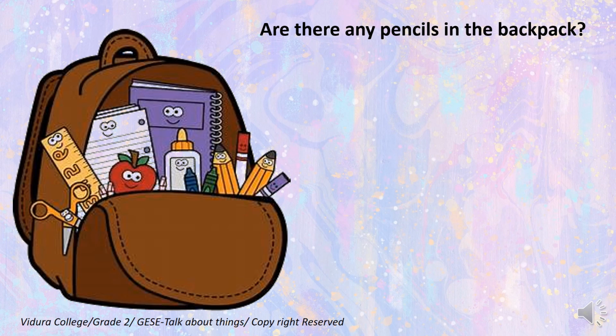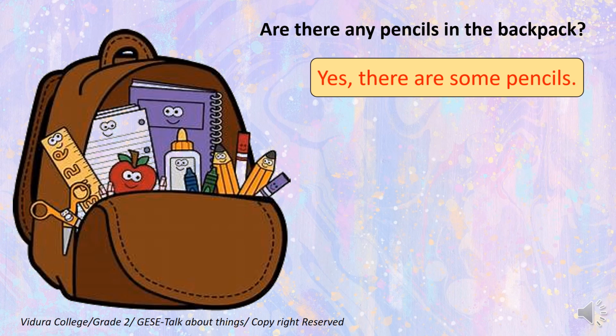As soon as the examiner asks you this, you have to look at the bag and see whether there are any pencils. There are some pencils. So how can we give the full answer? Yes, there are some pencils. We can't say just yes. We can't just say yes, there is a pencil, because there are a lot of pencils. So your answer should be in plural. Yes, there are some pencils. Perfect. Next.